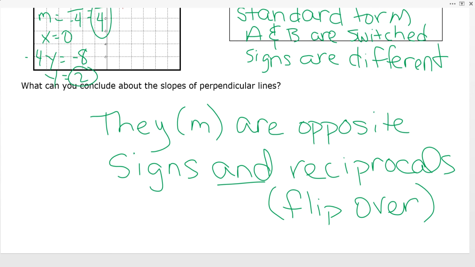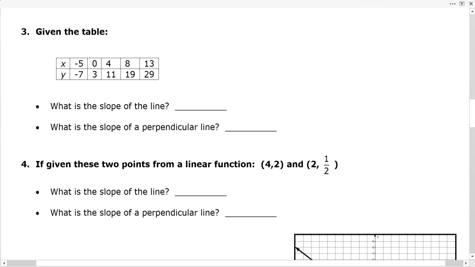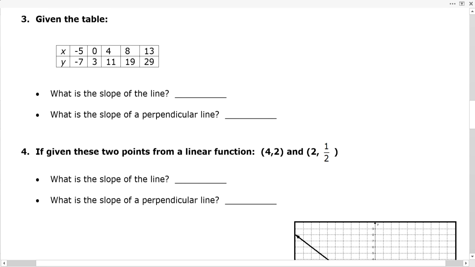When they're parallel lines, the slopes are equal. When they're perpendicular lines, the slopes are the opposite and are flipped over. And if it's not the same or a reciprocal with an opposite sign, then they're not either one. They cross, but they don't cross at a right angle. Okay, so now let's do some practice. It should look familiar. I think it looks like what you did for parallel lines.